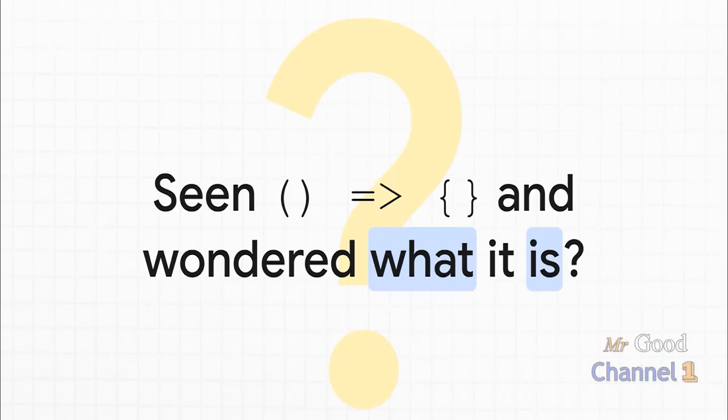So, have you ever been scrolling through some JavaScript code and you see something like this, that little arrow, and you just kind of thought, what on earth is that? If so, you're definitely in the right place. By the end of this, it's all going to make perfect sense.